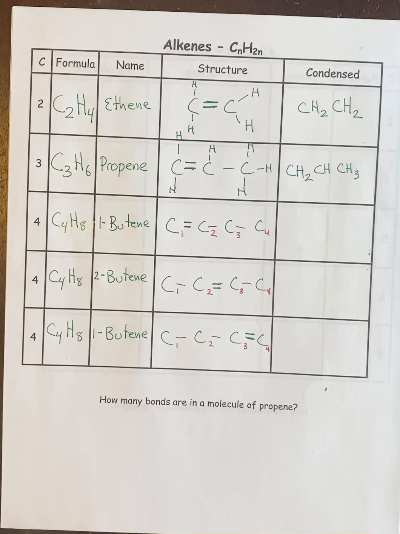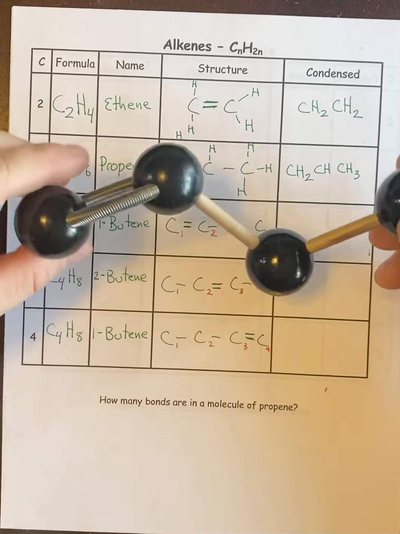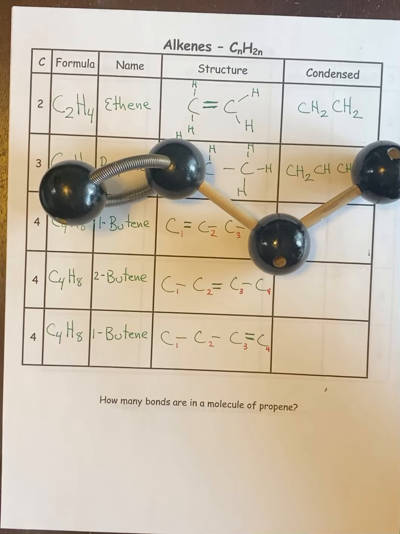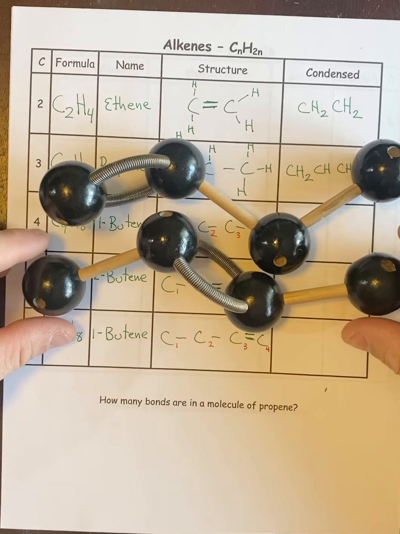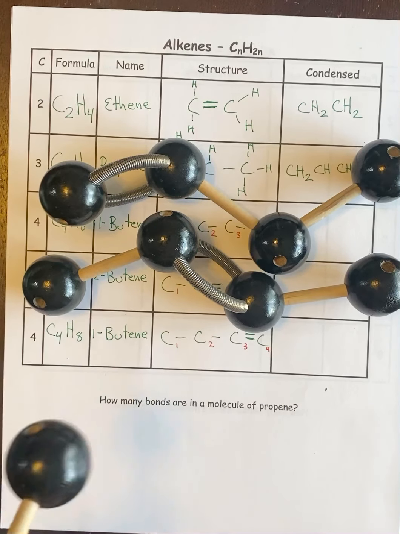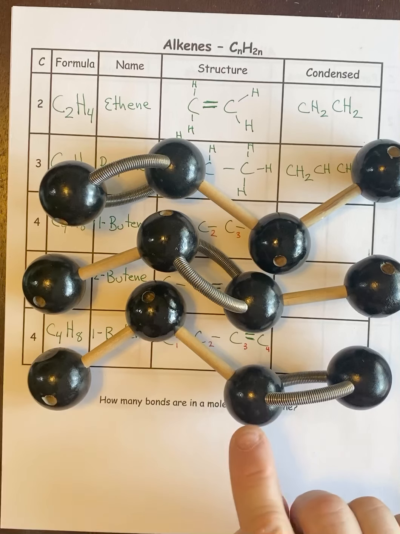Okay, so I did this intentionally. The numbering is wrong. And here's the reason why. So here's my first butene. It's 4 in a row. Double bond is between carbons 1 and 2. Put it right there. Here's my second butene. It's 4 in a row. The double bond is between carbons 2 and 3. And then here's my third butene. 4 in a row. The double bond is between carbons 3 and 4.